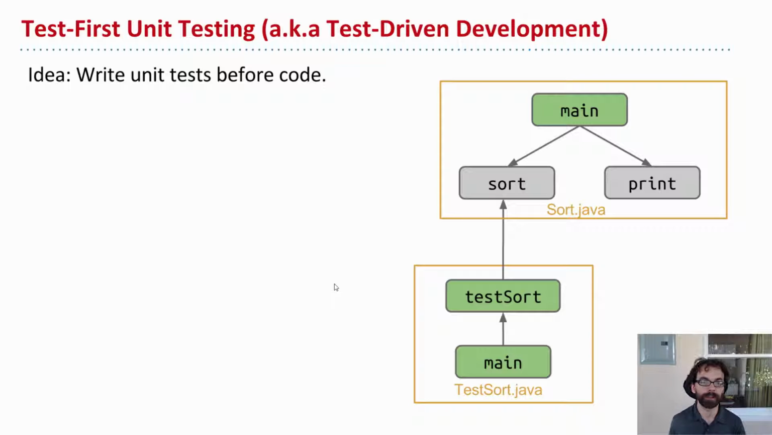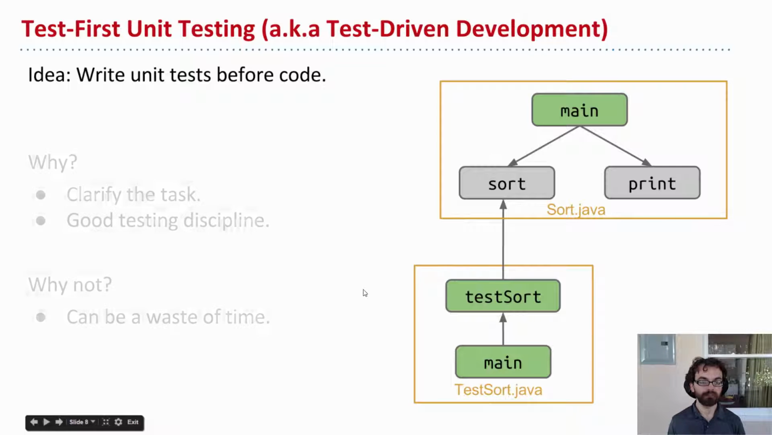Again, complementary. So in this approach, which is sometimes called test-driven development, the idea is that before you even write code, you write unit tests. And that's what we've done so far in this lecture, right? Before we ever wrote sort, we wrote a unit test for sort, right? And why is this good?